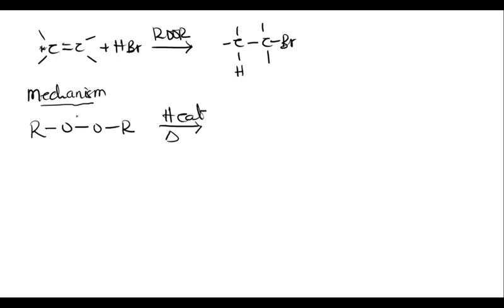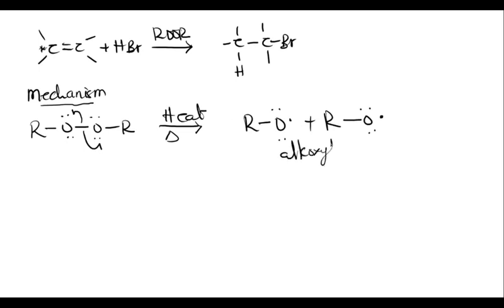So it means this peroxide over here will undergo homolytic cleavage to produce alkoxy radicals. So it will produce this, with one electron from the bond over here, then another one with one electron. So this is what we get, and this is what we call the alkoxyl radical.